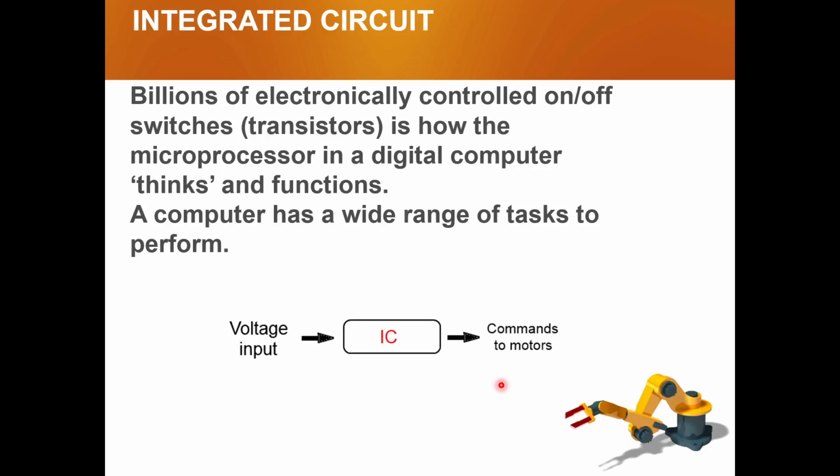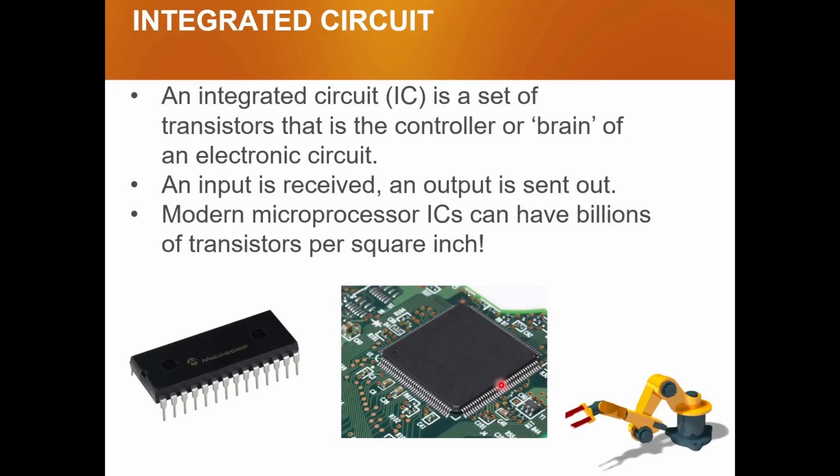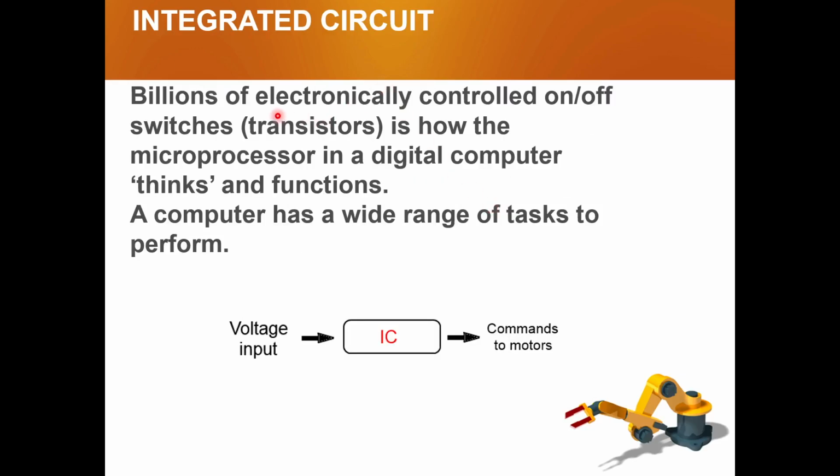So these are billions of electronically controlled on and off switches. When I say switches in this electronic circuit, these are like billions of electronically controlled on and off switches, or transistors, and that is how the microprocessor in a digital computer thinks and functions. Let me explain what I'm trying to say. There is a voltage output and it passes through your IC circuit, and from there it goes to the motors as a command.